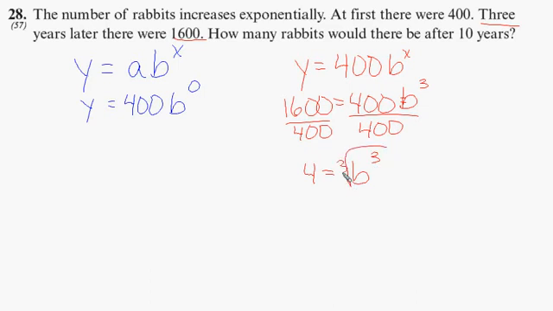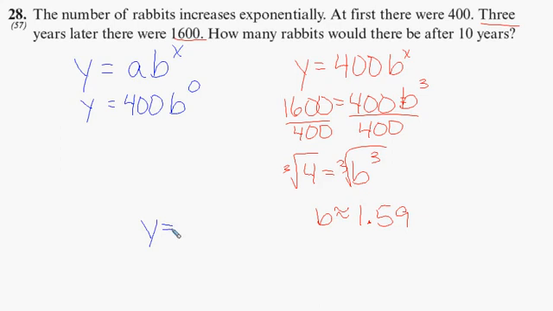Take the cube root of both. We get the cube root of 4, and when you calculate that, I think I got that b is approximately 1.59. Now, I know because you're good at this, you're going to leave this in your calculator. So let's come back and figure out how many there're going to be after 10 years.